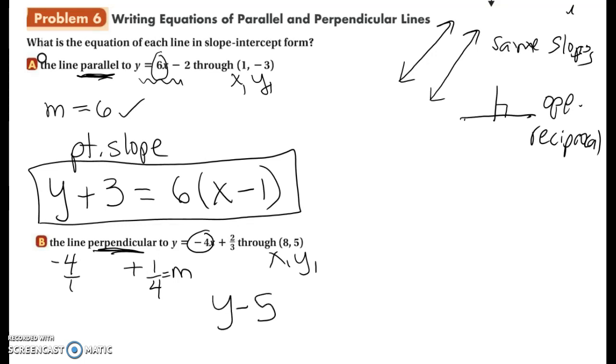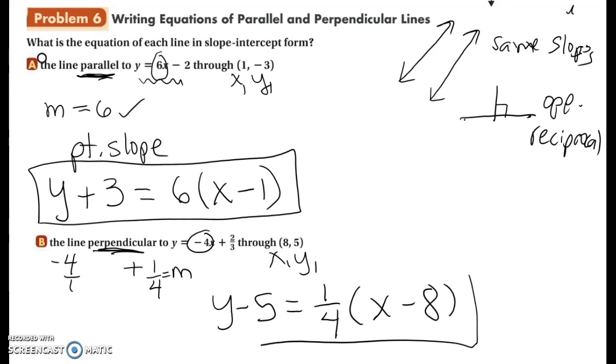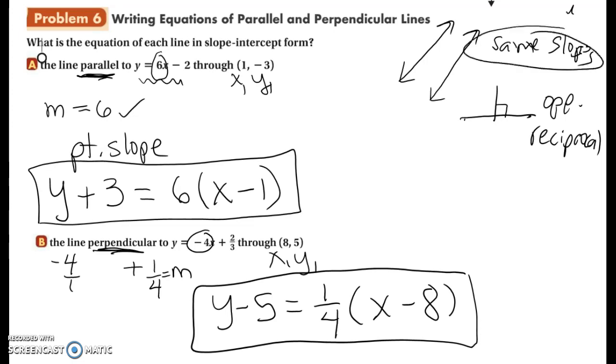y minus the y coordinate equals m parentheses x minus the x coordinate. And that's it. So you just have to remember, parallel lines have same slopes, perpendicular have opposite reciprocal slopes.